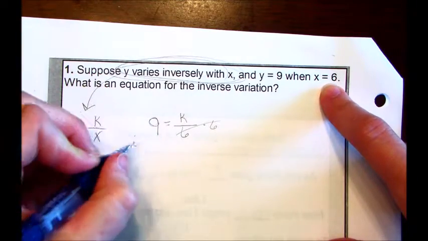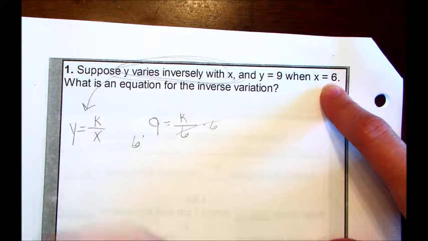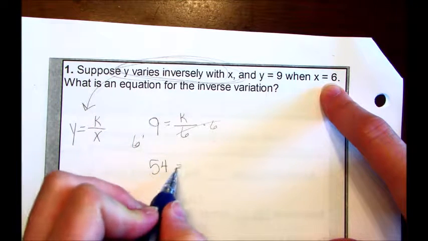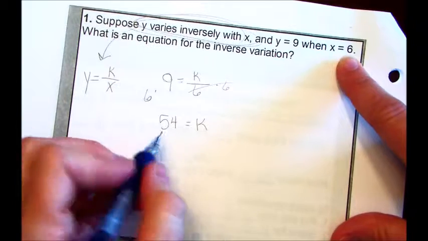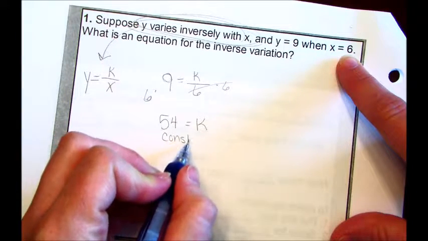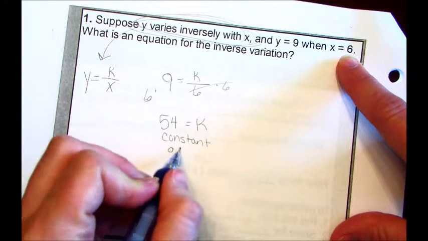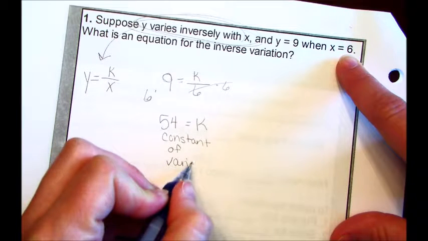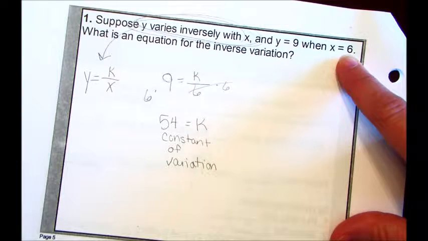The 6's cross off, but not these ones. 9 times 6 is 54 for k. Why don't you label this so you know if it ever asks for it? This is called the constant of variation. If you need to pause the video, please do that to write that down.